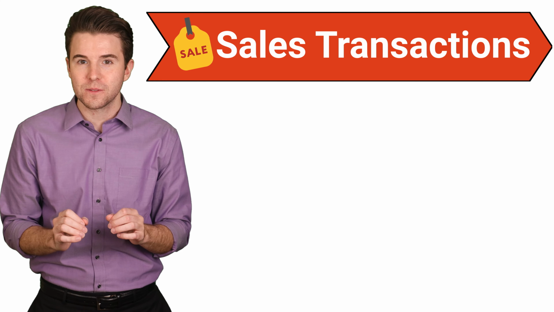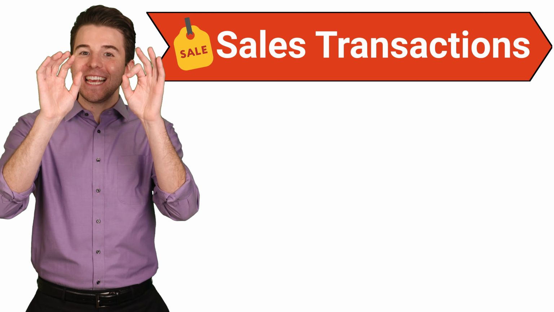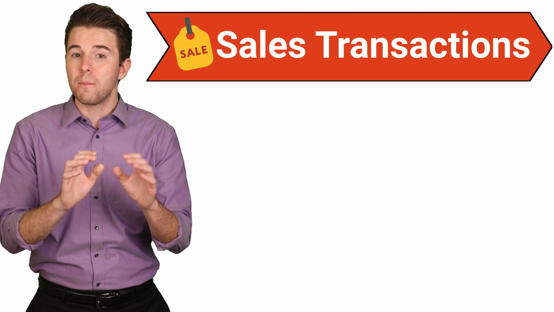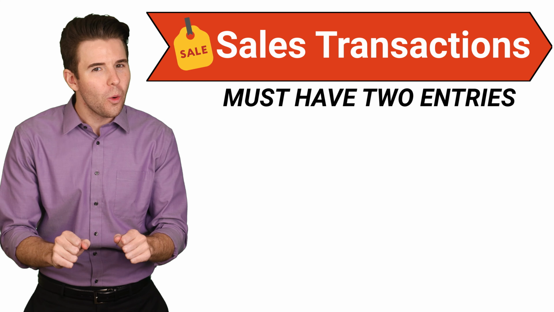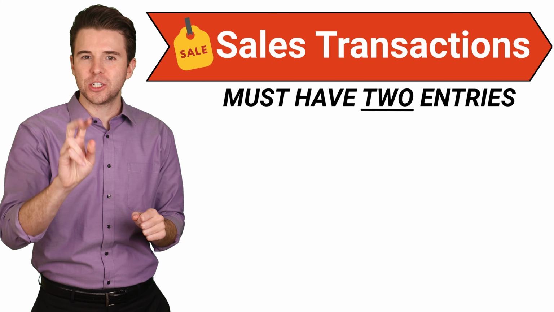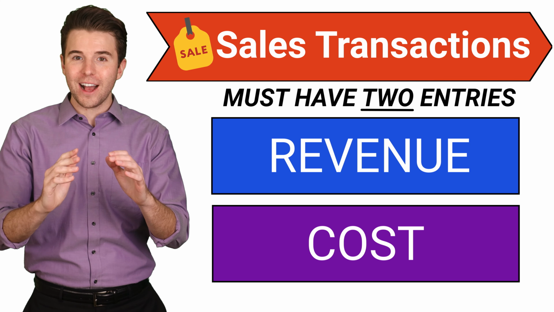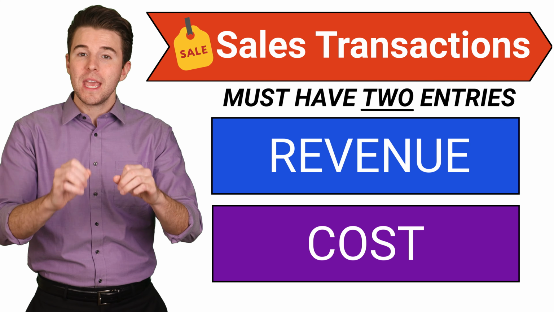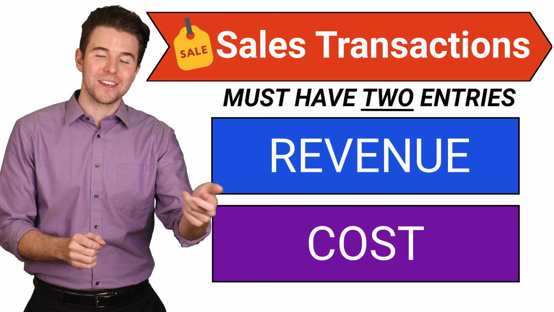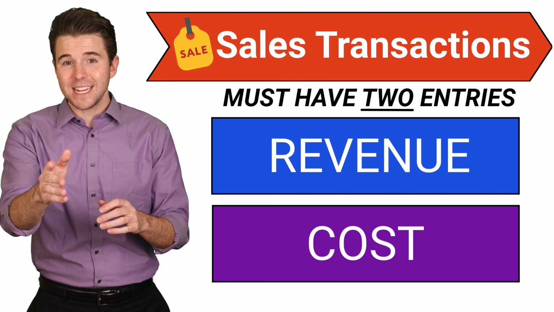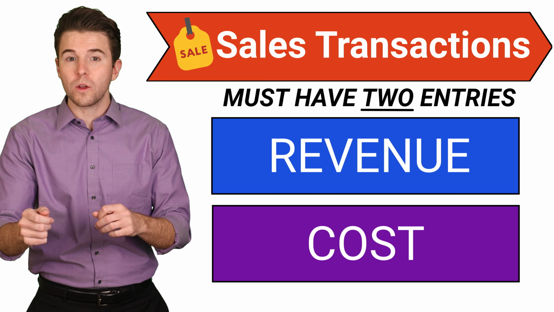Before we get into examples, I want to give you a hint that will really help you when recording entries for sales transactions. It is that each sales transaction for a merchandising company is going to have two entries, one for revenue and one for cost. The revenue entry is to record the sale to the customer, and the cost entry is to record the cost of merchandise sold to the customer.